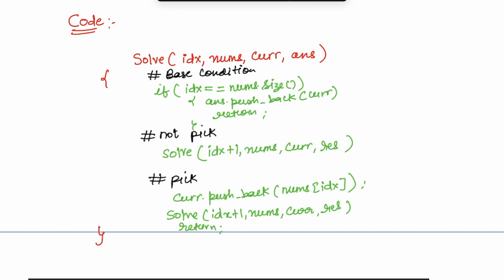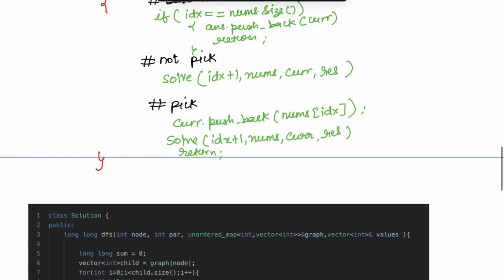Let's assume solve is the method which I am using to solve the above problem. idx is my index, nums is the array, current is the current subset which is storing the elements, and result is the final 2D array which is storing the total subsets. So I have two choices: either not pick the element or pick the element.